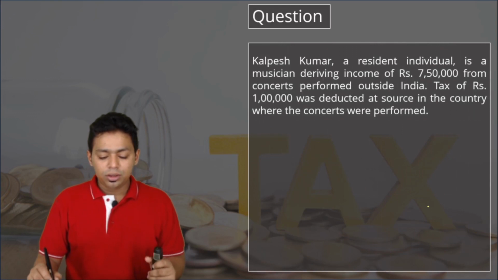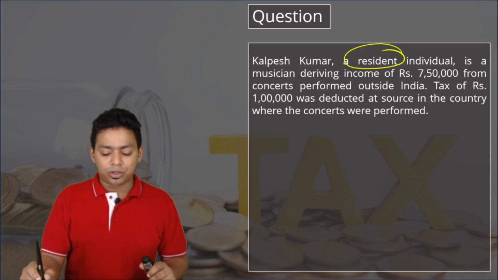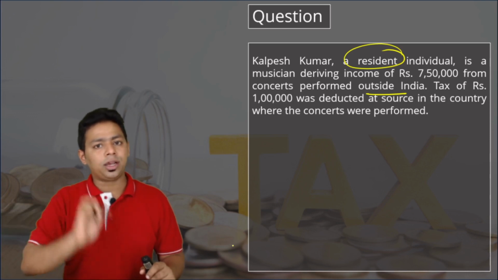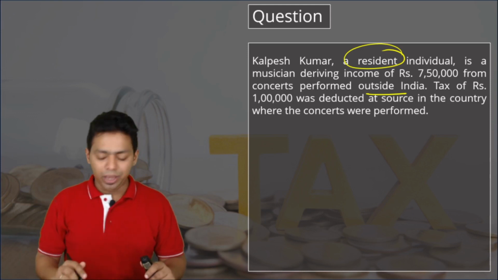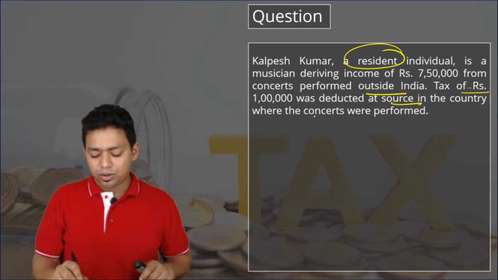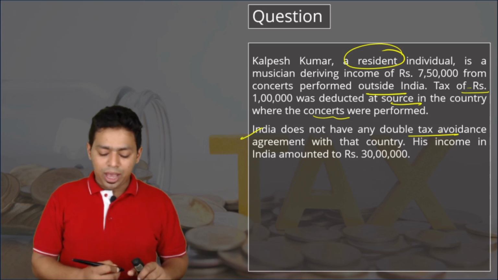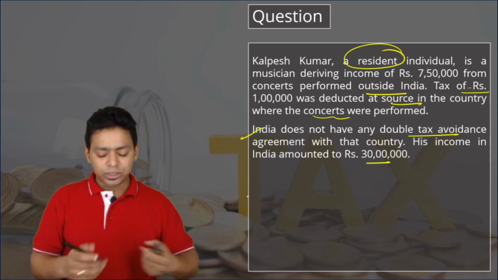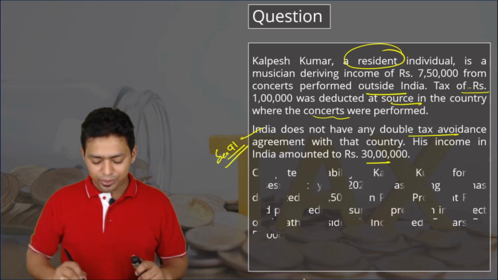Next question. Kalpesh Kumar, a resident individual, is a musician deriving 7,50,000 from a concert performed outside India. So this is a foreign income. Because he is a resident, even foreign income will be liable to tax in India, and because the source is located outside India, in the foreign country also it will be taxed. Tax of rupees 1 lakh was deducted in that country where the concert was performed. India does not have a double taxation avoidance agreement with that country, and his income in India amounts to rupees 30 lakh. So domestic income 30 lakh, foreign income 7.5 lakh, and India does not have a DTAA. Therefore, section 91 conditions will become applicable.